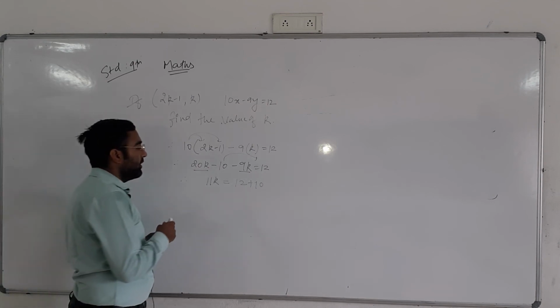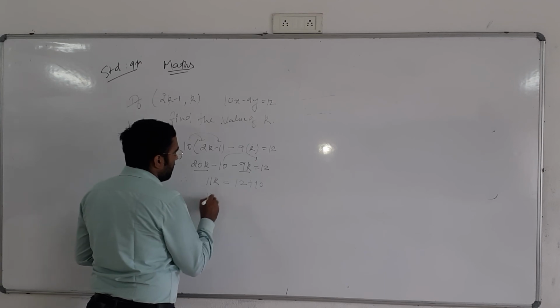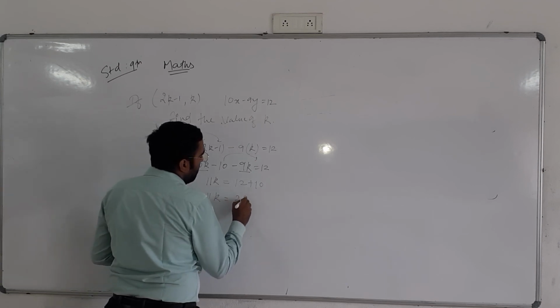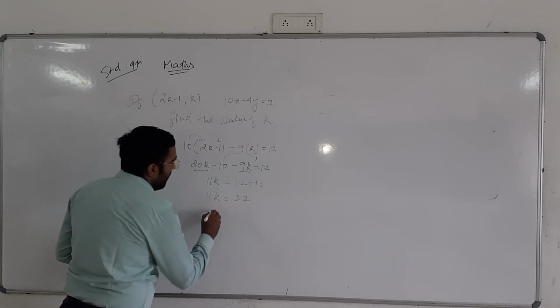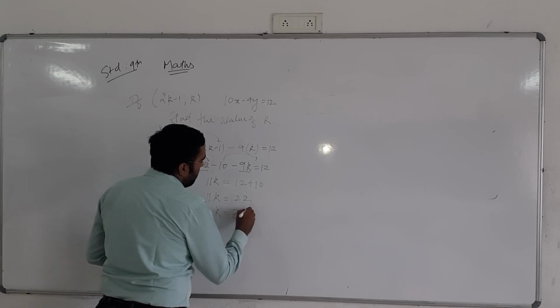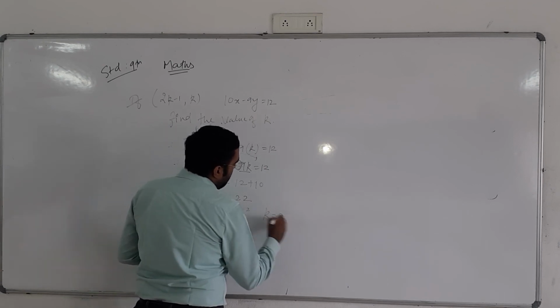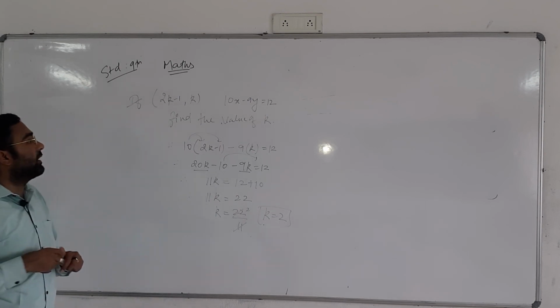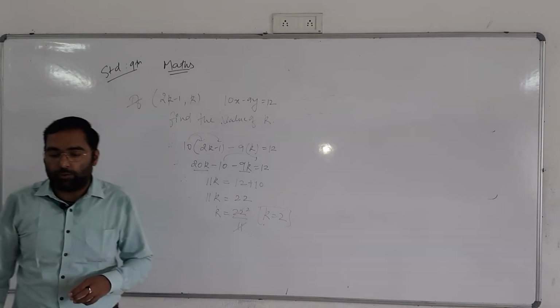Now 12 plus 10 is 22, so 11k equal to 22. What is the value of k? That is 22 by 11, that is 2. The value of k is equal to 2.